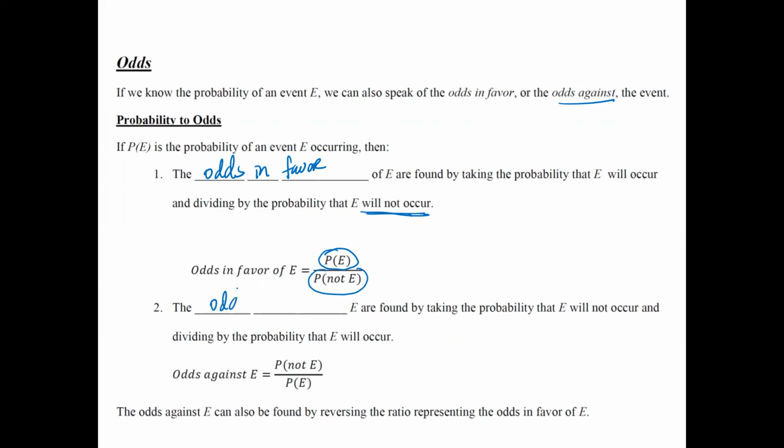So then opposite of that, the odds against E are found by taking the probability that E will not occur and dividing by the probability that E will occur. So notice how it's flipped backwards.